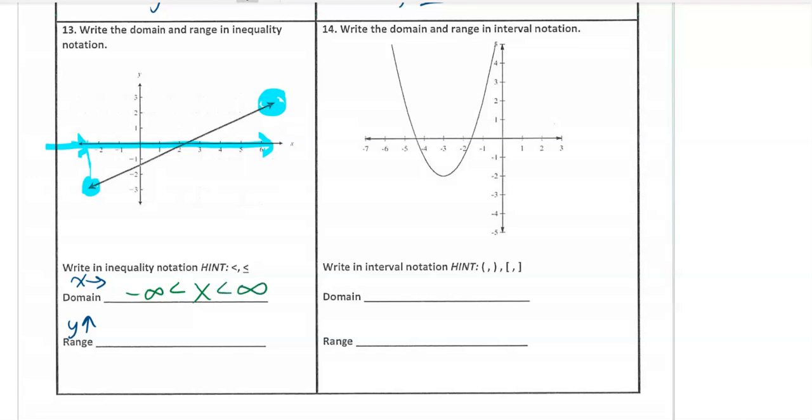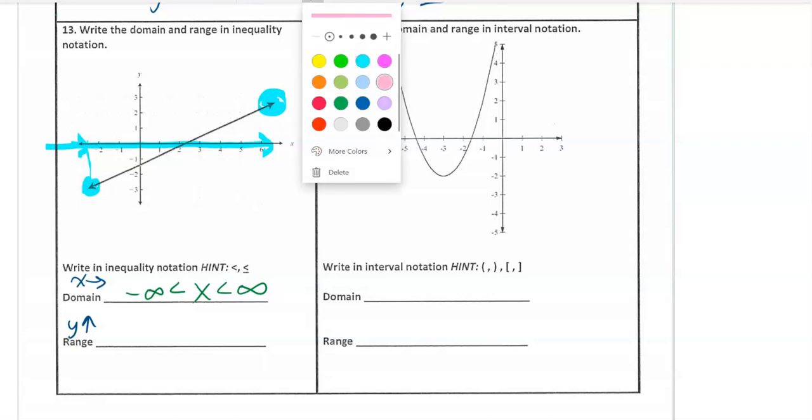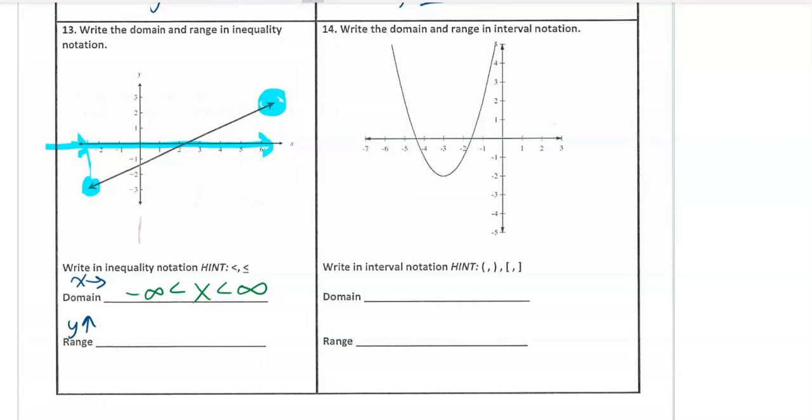All right, now for the range. As our y values increase, where is our graph headed? Look, arrow. So we start at negative infinity. And again, as the y values increase, arrow, we're heading towards positive infinity.